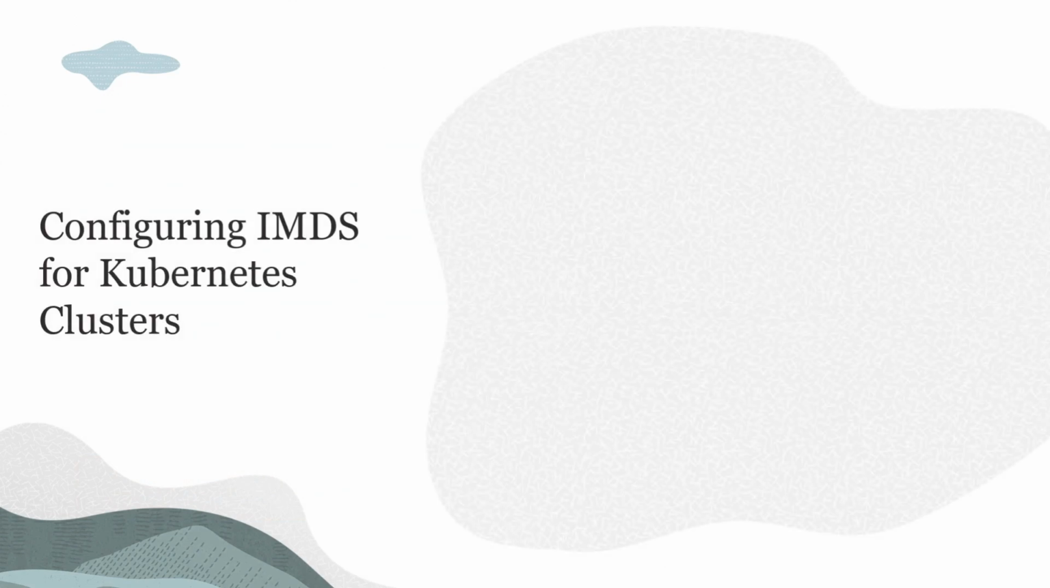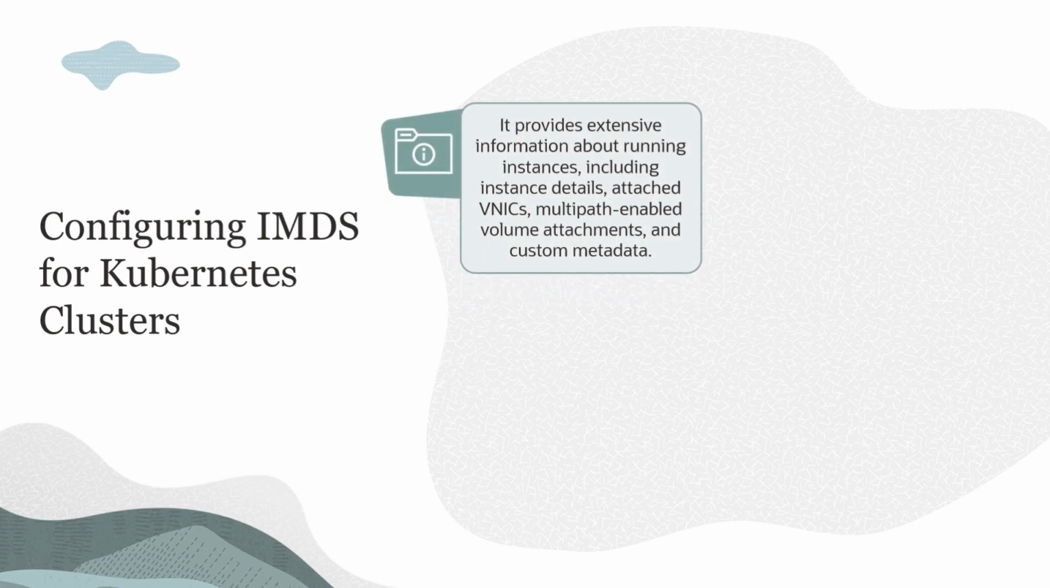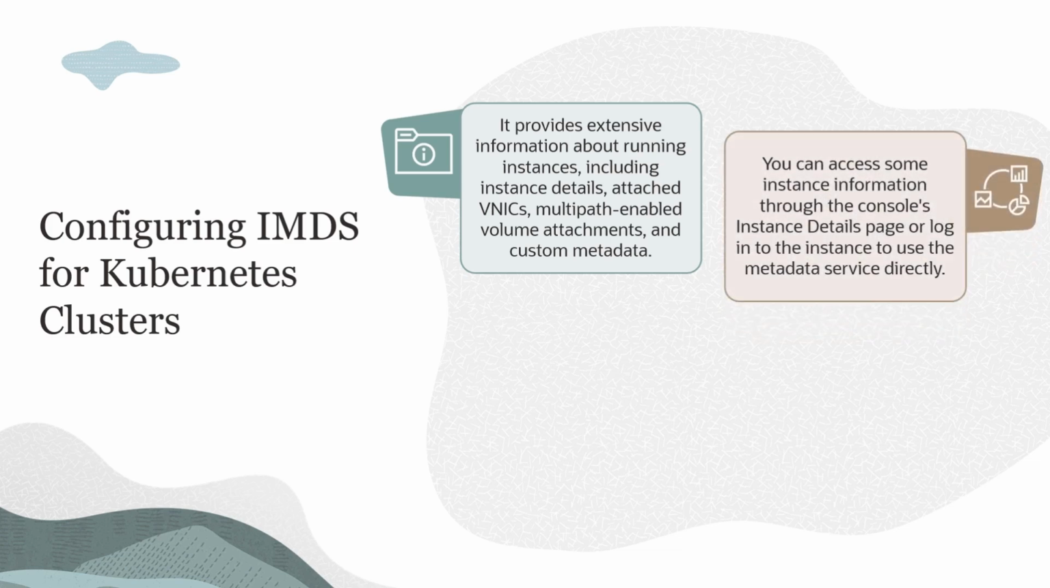Now let's delve into configuring the instance metadata service, also abbreviated as IMDS, for Kubernetes clusters. IMDS is a valuable resource offering comprehensive information about running instances. This includes intricate details like instance specifications, attached VNICs, multipath enabled volume attachments, and custom metadata. Accessing instance information is facilitated through the console's instance details page or by logging into the instance directly utilizing the metadata service.